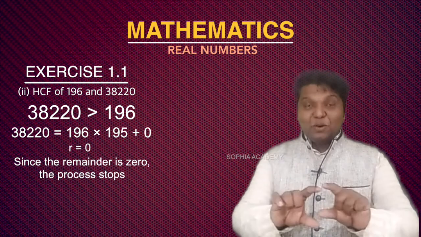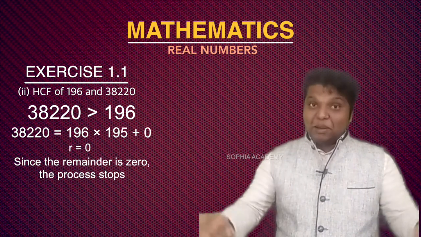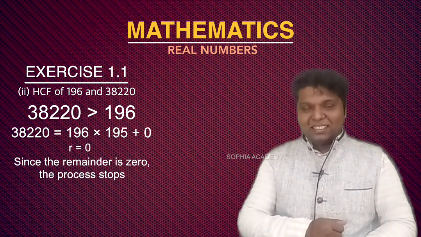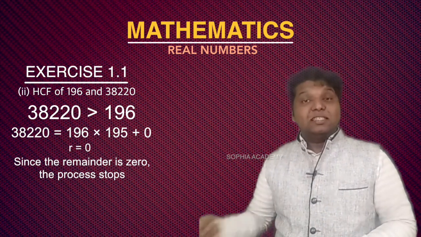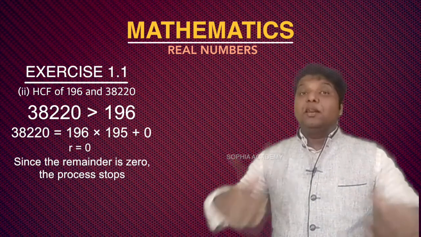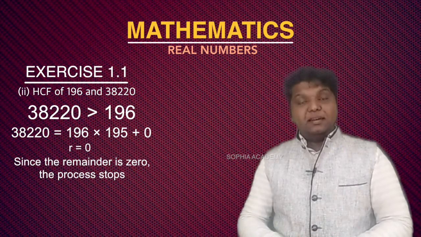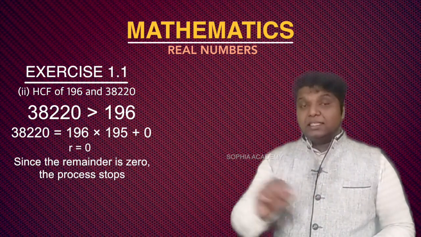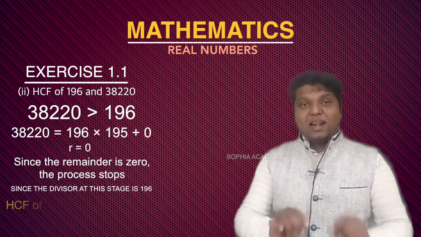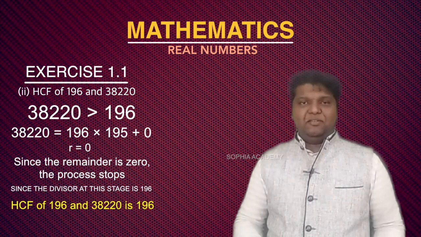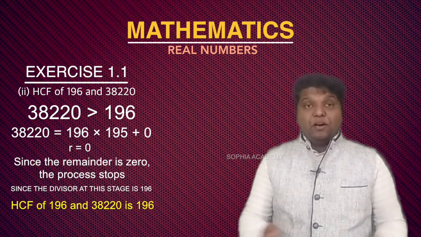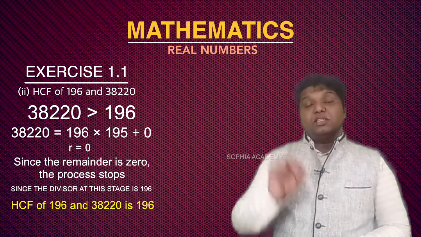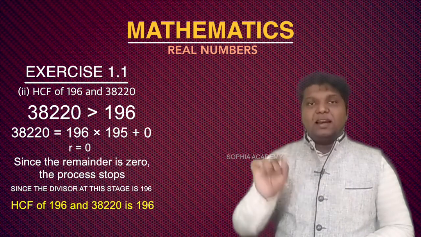Don't be amazed when you get the answer in the very first step. Sometimes it happens like that. In this question it happened. So here we got 0 as the remainder, so there is no need to go further ahead. We will stop right there. And now, as we got the remainder 0, tell me what will be the HCF? That is 196 itself. So the HCF of 196 and 38,220 is 196.